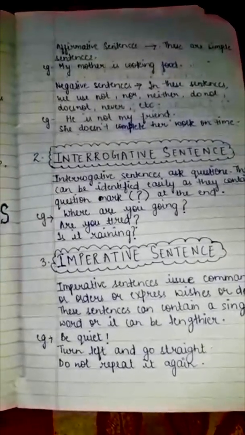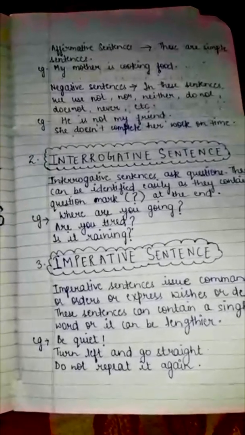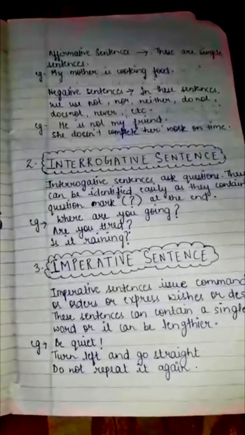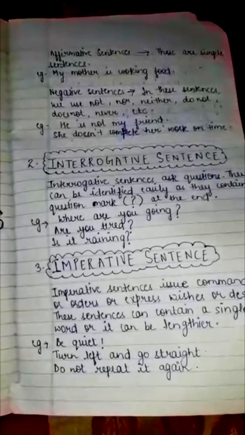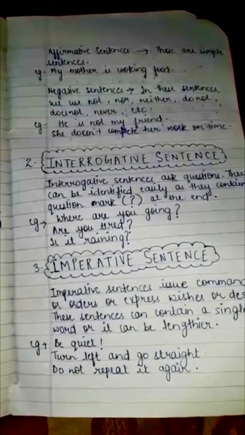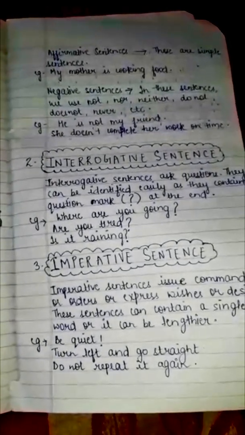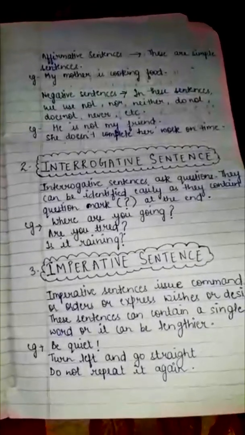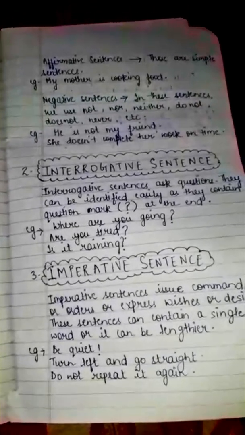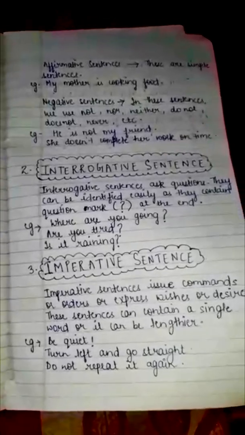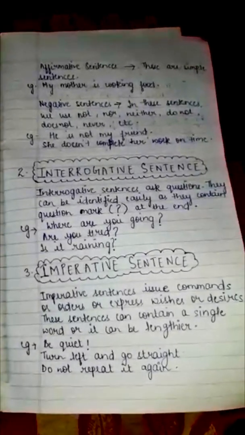Full stop. But otherwise also it's an imperative because what I am doing here is giving a suggestion that you have to turn left and go straight. Do not repeat it again. Can you see these sentences? I hope these examples and definitions are clear to you all. So now, what is the next one?